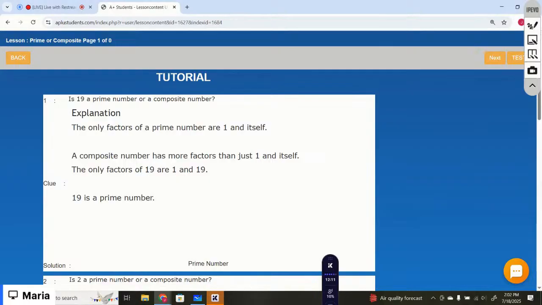So the first thing is we need to learn what are the prime numbers and composite numbers. Prime numbers are the ones that have only two factors, one and the number itself. And composite numbers are the ones that have more than two factors, right? So look at the 19.